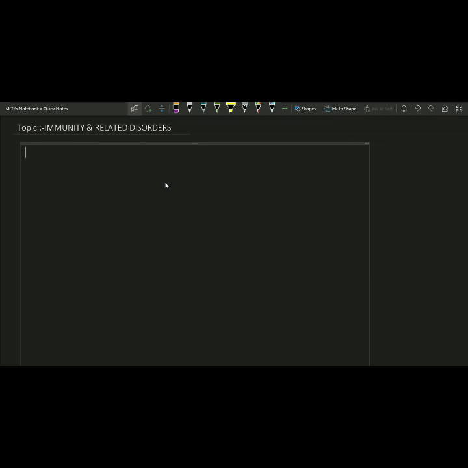To discuss immunity and related disorders. So let's get started. First of all, you need to know what antigen means. Antigen is any foreign substance or any substance inside the body that can stimulate an immune response. So it can be foreign or it can be inside the body.